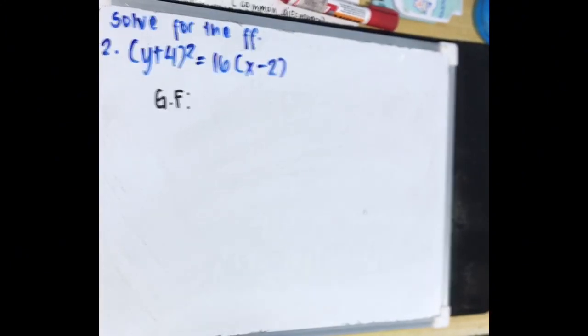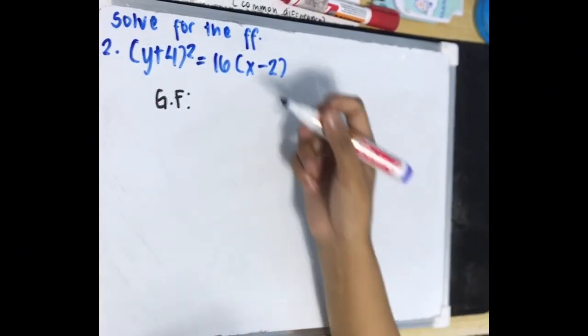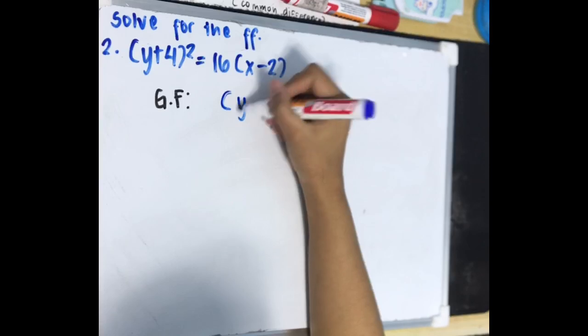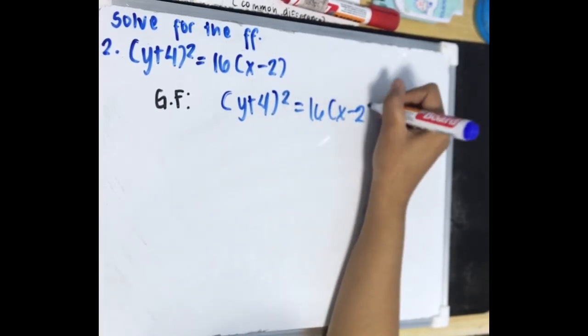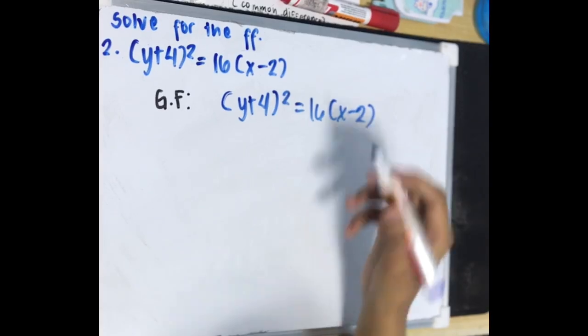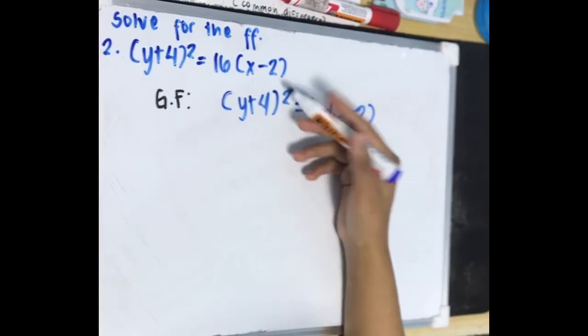Now, to solve for the general form, we will have to write down the given. So, ayan. Since may squared dyan, we're going to expand.